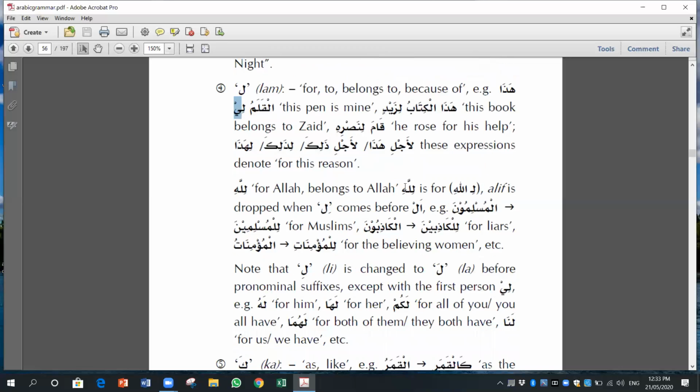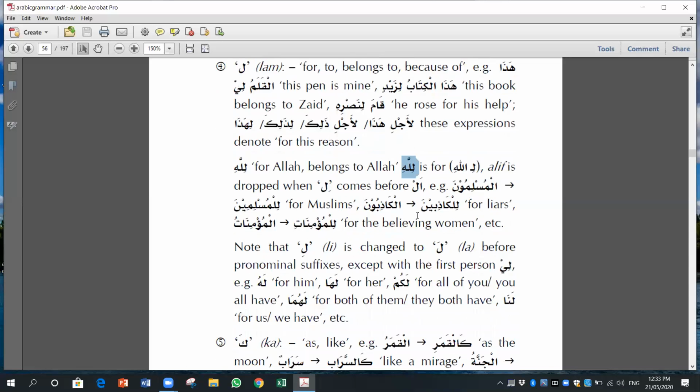Or this is lillahi, for Allah. We say lillahi, for Allah's sake, help me. Lillahi, for Allah means for Allah's sake. Lil muslimina, for Muslims, right? So li means for. Mostly it is used in this meaning. Li means for. Lil muslimina, for Muslims.